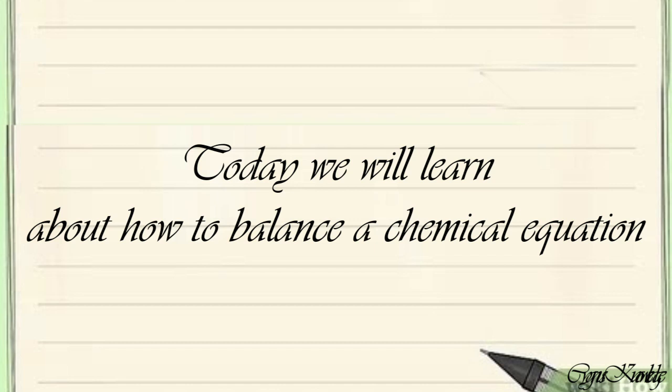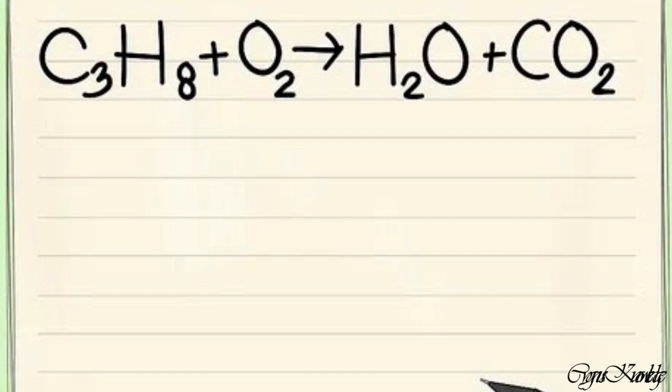Today we will learn about how to balance a chemical equation. Write down your given equation. For this example, you will use this. This reaction occurs when propane is burned in the presence of oxygen to produce water and carbon dioxide.